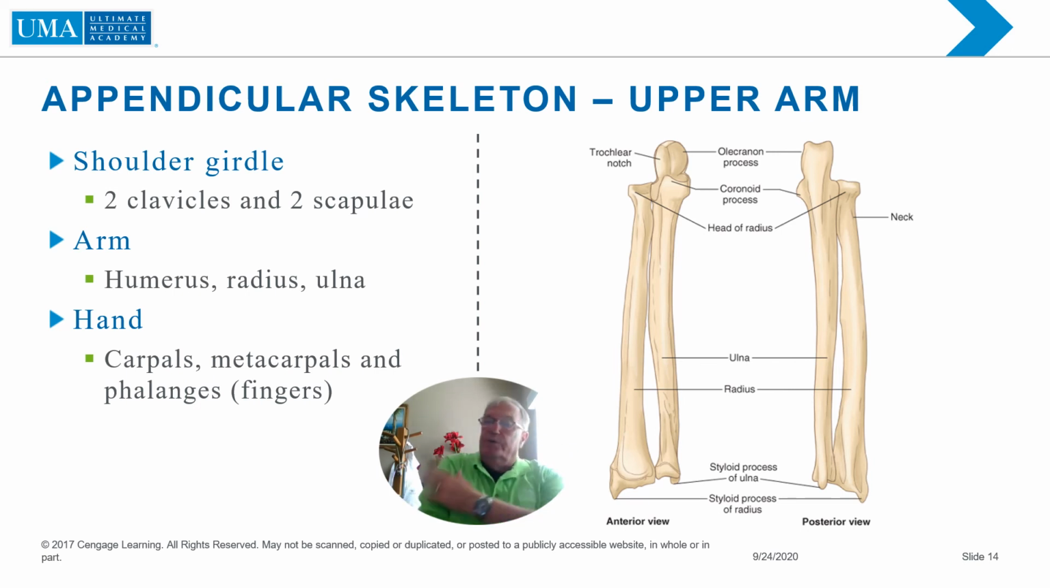The arm has a humerus and a radius and an ulna, okay? So your radial pulse is here, on the side of your radius, and ulnar pulse is on the other side. So that is pretty much the two bones of your forearm, radius and ulna, and the humerus is the big bone up here. And then your hand has carpals, metacarpals, and phalanges. The carpals are in the wrist, metacarpals extend into the hand, and then you have the phalanges, which are your fingers.